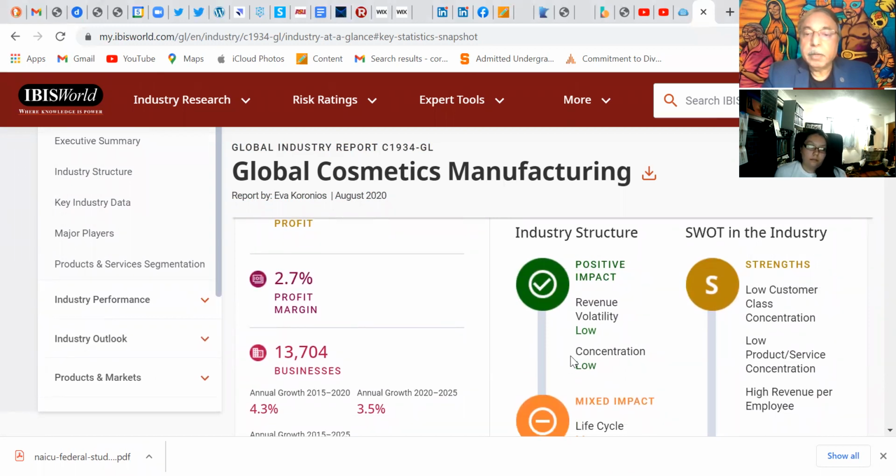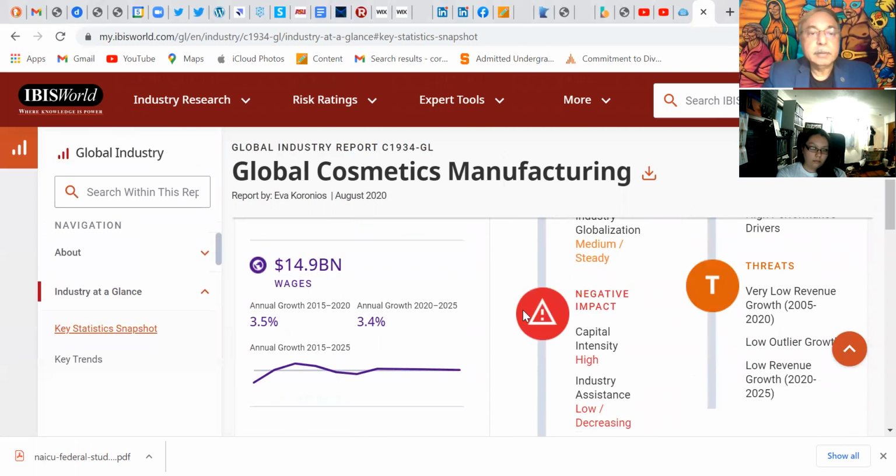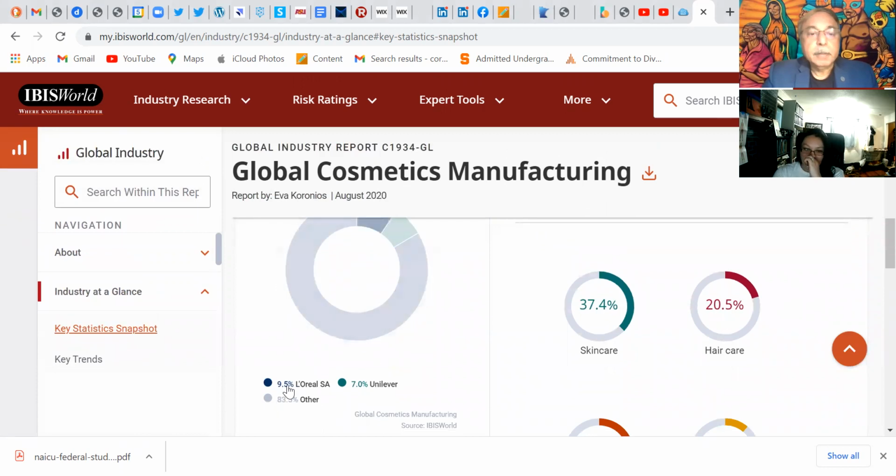Remember, we talked about the Porter diamond. So here's something about the industry structure and a SWOT analysis. So who are the major players, right? 9.5% of the market share is L'Oreal, 7% is Unilever. So looks like there's a wide open market, but the question is how accessible it is. But these are the two big players.